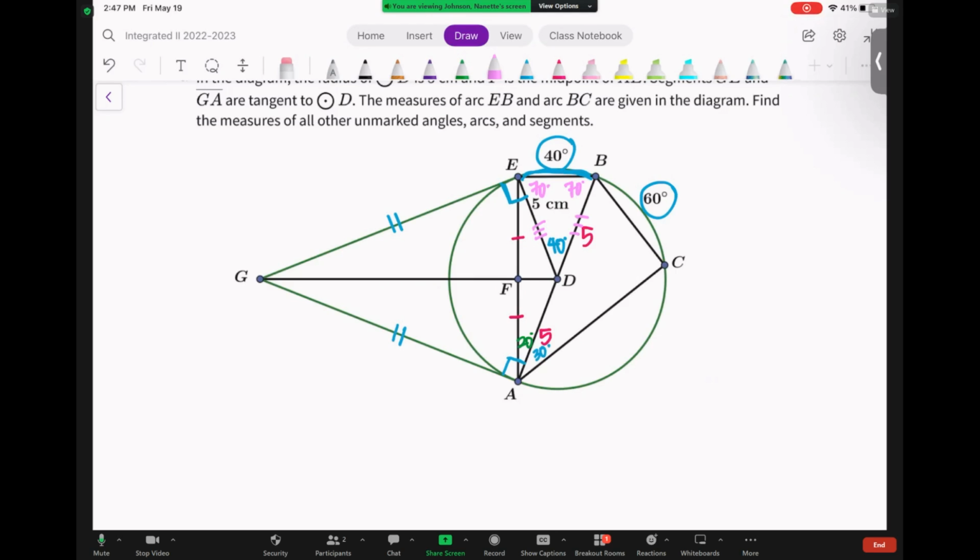Another theorem that you learned was that if you have an inscribed angle, and I'm specifically talking about this inscribed angle, who intersects with the diameter, right? Then this angle right here is a right angle. So I can know that. Let me erase some of that.